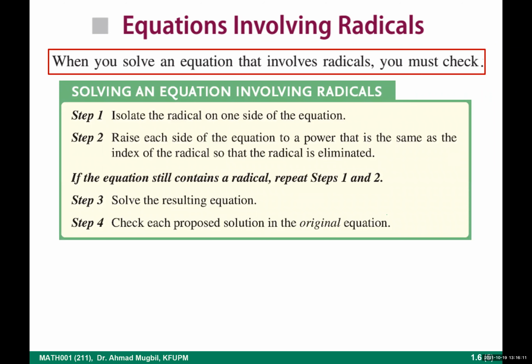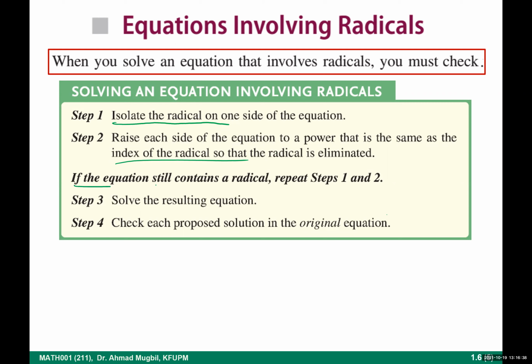You need in step number 1 to what? To isolate the radical on one side, and this is the same idea that we did in B8. In step number 2, and also we did that there, by the way, raise each side of the equation to a power that is the same as the index of the radical. What is that? This means that if you have square root, both sides to the power 2. If it is third root, to the power 3, and so on.